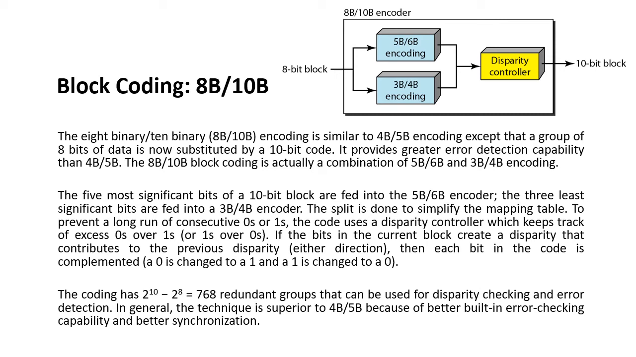The coding has 2 to the power of 10 minus 2 to the power of 8, which equals 768 redundant groups that can be used for disparity checking and error detection. In general, this technique is superior to 4B/5B because of the better built-in error checking capability and also better synchronization.